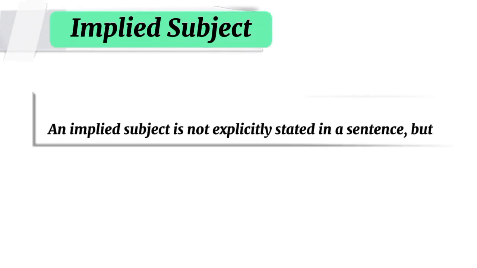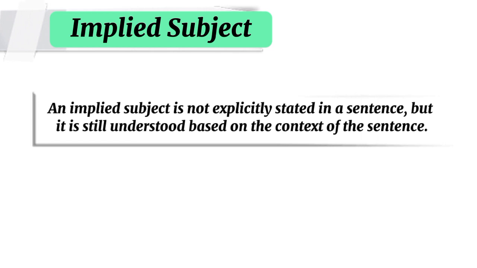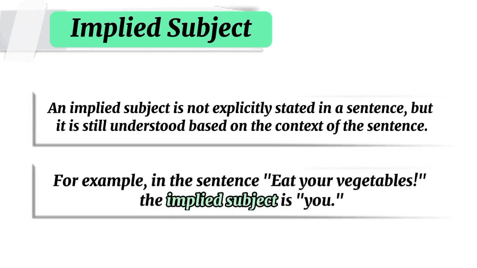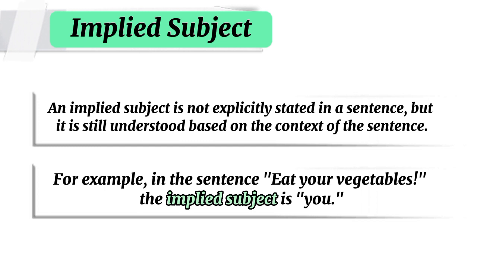Implied subject. An implied subject is not explicitly stated in a sentence, but it is still understood based on the context of the sentence. For example, in the sentence, eat your vegetables, the implied subject is you.